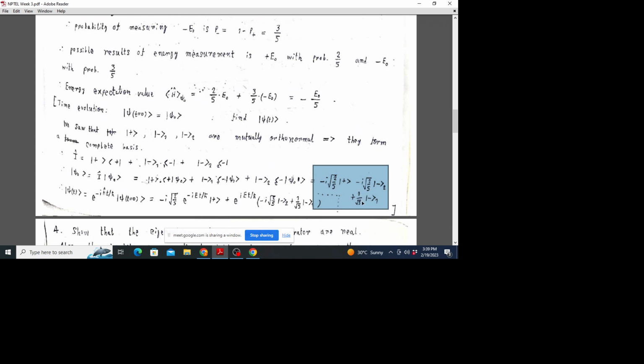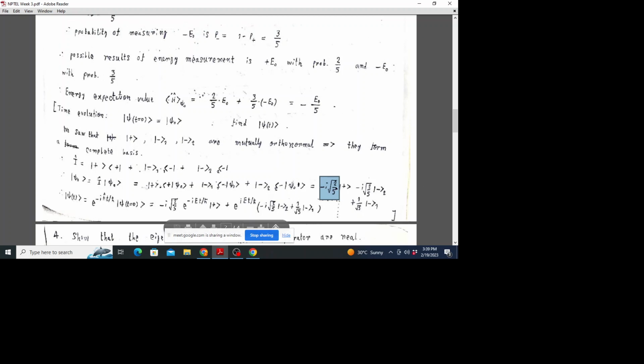If you take the mod square of this, that will give you 2 by 5, and that will give you the probability that you will get your energy measurement result as plus E naught. Those will give you the probabilities. So how to do that? Let us now discuss.